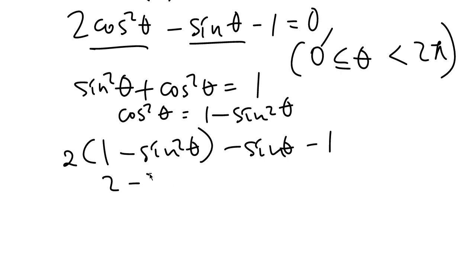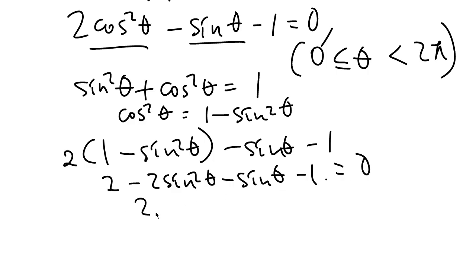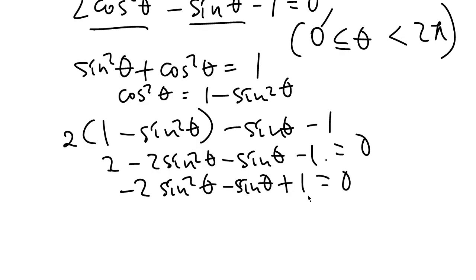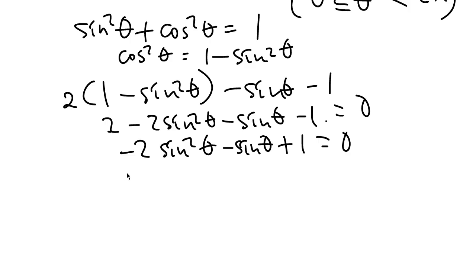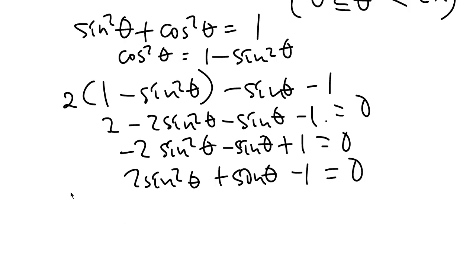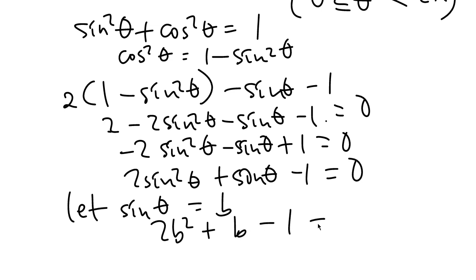And that will be 2 minus 2 sin²θ minus sin θ minus 1 equals 0. And then 2 minus 1 is what? 1, right? So that will be negative 2 sin²θ minus sin θ plus 1 equals 0. We can multiply through by the negative sign, and then we have 2 sin²θ plus sin θ minus 1 equals 0. We can now say let sin θ be equal to b. That will be 2b² plus b minus 1 equals 0.